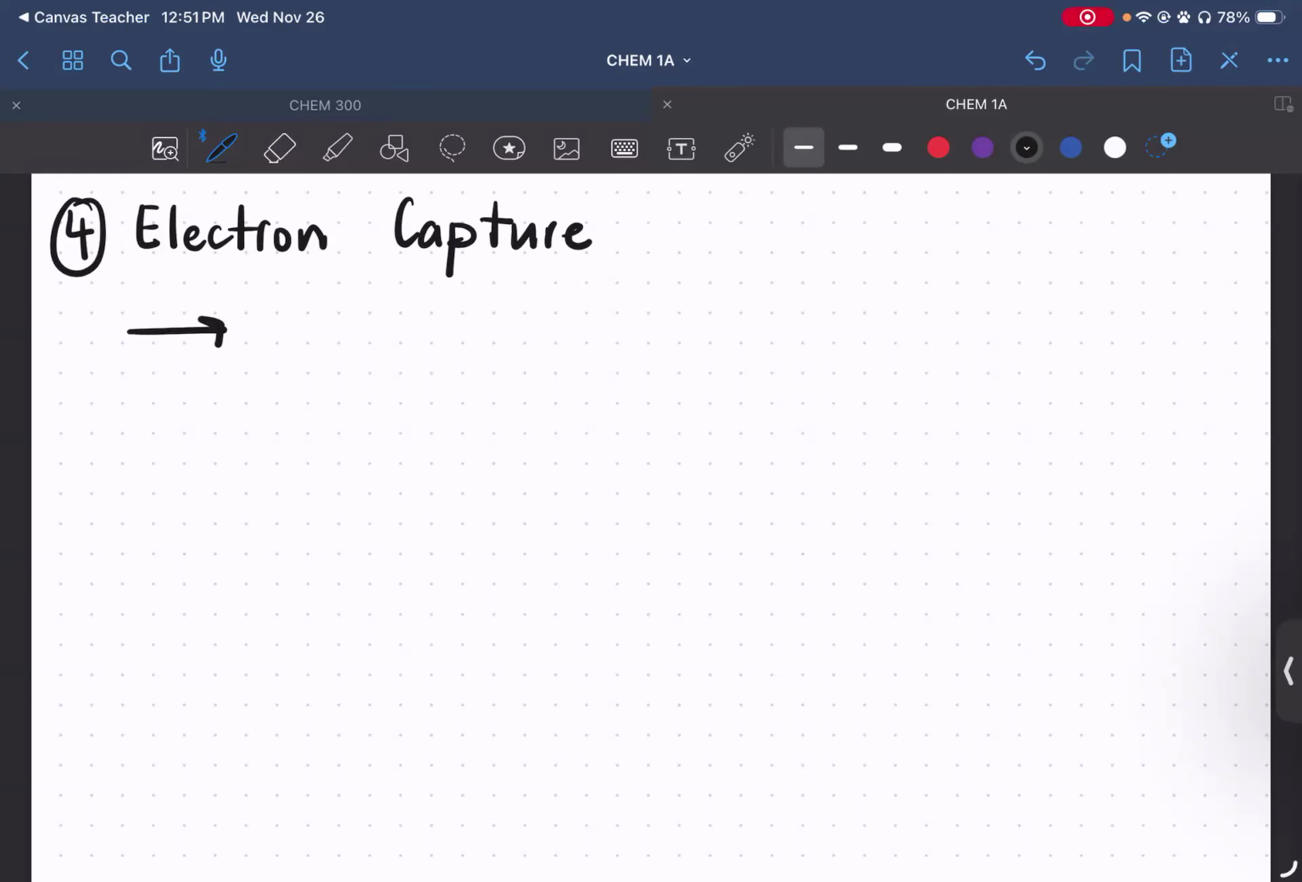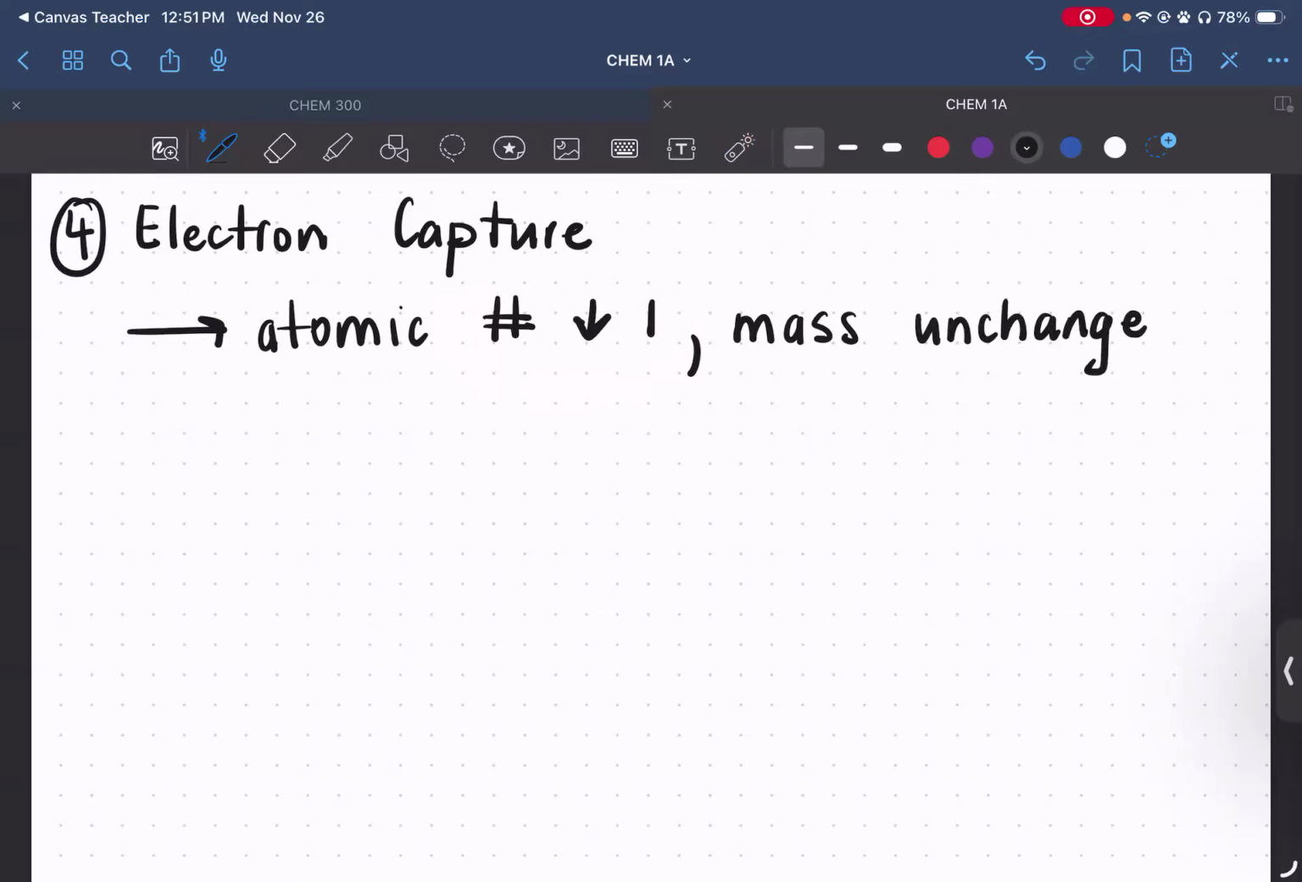In the case of electron capture, atomic number decreases by 1. This is what I meant to say, it actually decreases. Whereas the mass is unchanged.